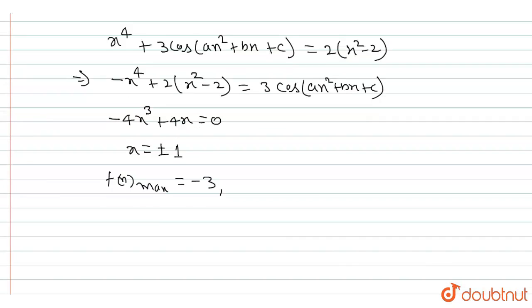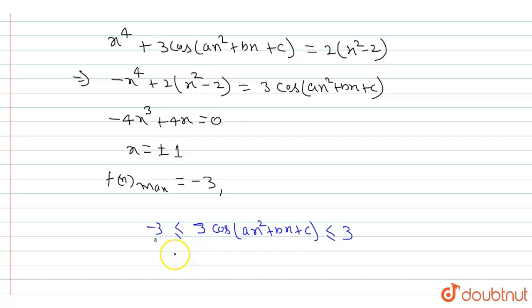Now from the right hand side, it is given that this is 3 cos(ax² + bx + c). This value belongs to [−3, 3], because we know that 3 cos x means cos x has the maximum and minimum value of minus 1 and plus 1. So we can write this.